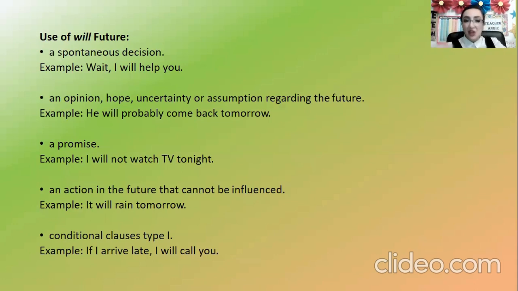Also, another, the number four. We are going to be using will when an action in the future cannot be influenced, okay? You cannot do anything in order to change that in the future. For example, oh, it will rain tomorrow. Oh, it will be having a tornado tomorrow. Oh, you cannot influence that. It's something that is going to be happening. And I'm sorry. Okay, that is the situation.